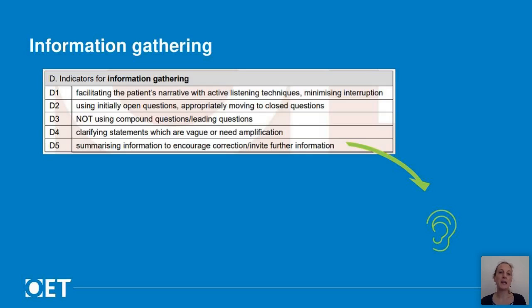All right, information gathering. So the skills in this criteria are all about assisting the patient or carer to be part of the conversation. It may seem a little counterintuitive in a speaking test that you should be encouraging the patient to talk more, but it is important that there should be a balance.